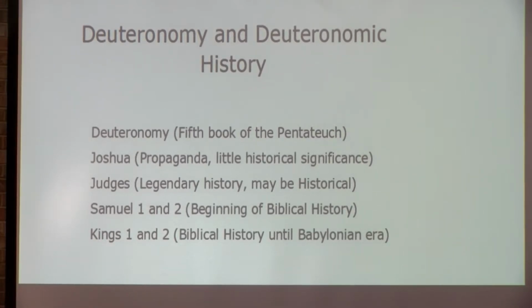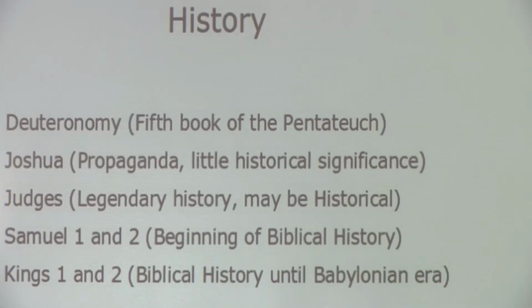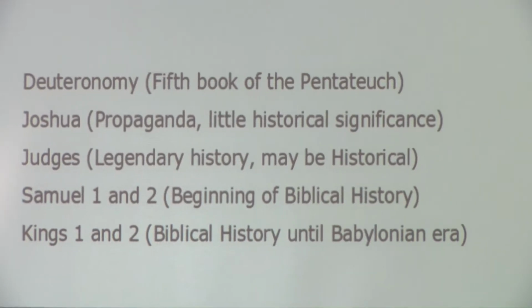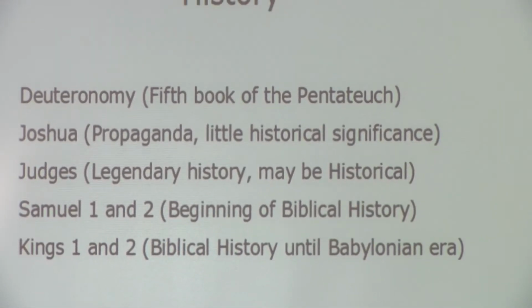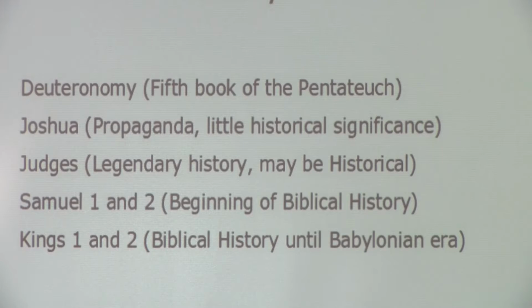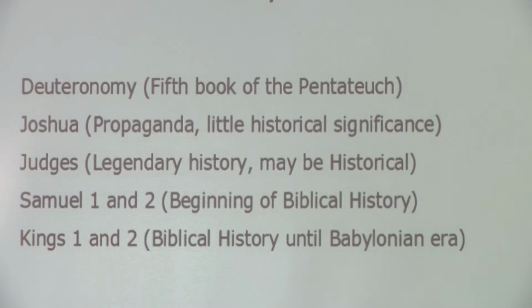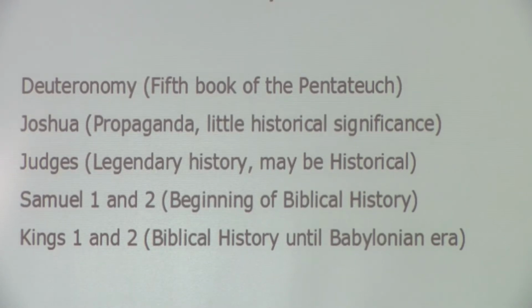The book of Deuteronomy sort of stands by itself, and it forms, you might say, the basis for what we find in the books of Joshua, Judges, Samuel, and Kings. If you look at that slide, you'll notice that the first thing I say about Joshua is that as a book of the Deuteronomic histories, it's of little significance as far as history is concerned. It was very, very different.